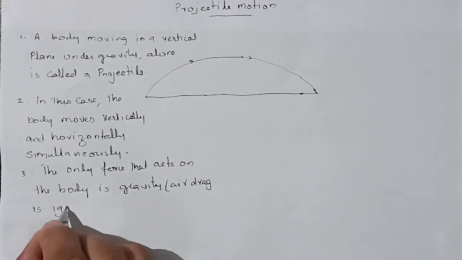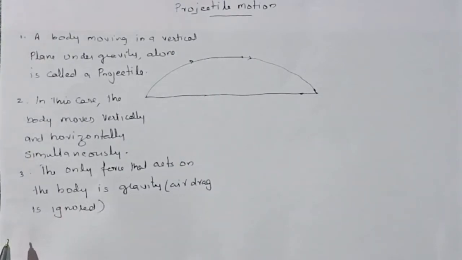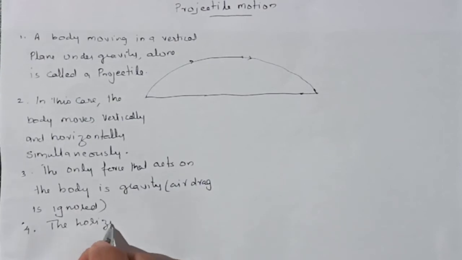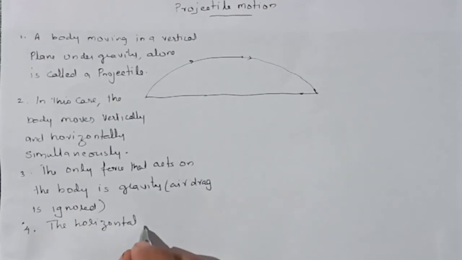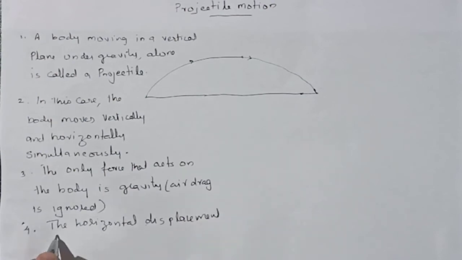Now it's important, to consider the motion of a body in a vertical plane as projectile motion, its range should be far less than the radius of curvature of the earth. It means that we need to assume that the range is on a horizontal plane. It does not curve along the surface of earth. So only those cases where the range is comparatively small, we can consider the motion as projectile motion.